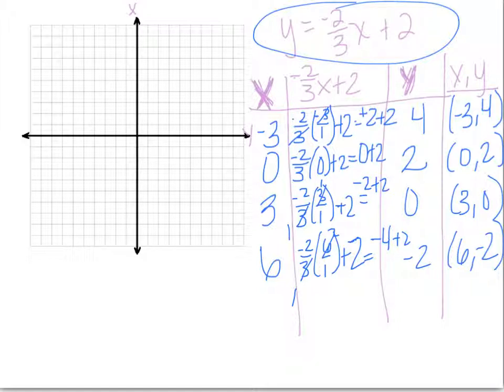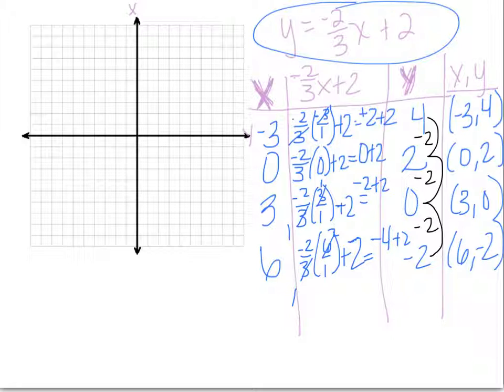Okay, so I went ahead and solved the other two. Here's my work. When I plugged in 3, I got -2 plus 2, which is 0. And my ordered pair is 3, 0. And then for the last one, I plugged in 6. When I multiplied that by -2 thirds, I got -4. And -4 plus 2 is -2. So here's my ordered pair. Now you should have noticed that the pattern is going down by 2. We were just subtracting 2 every single time.